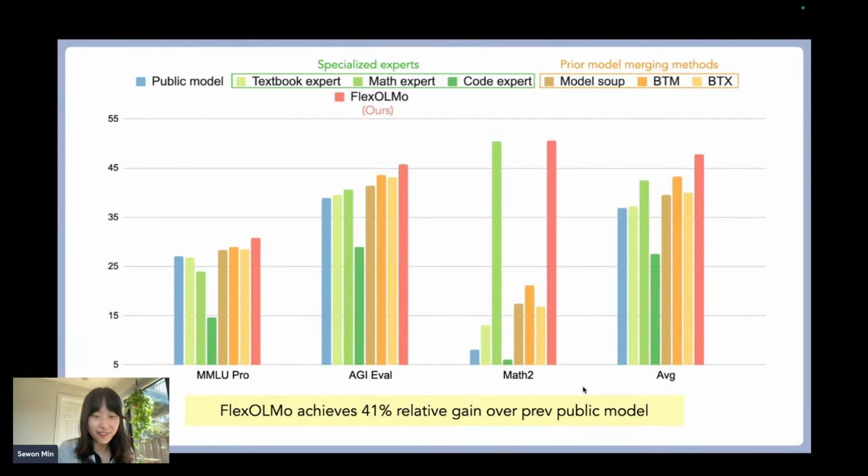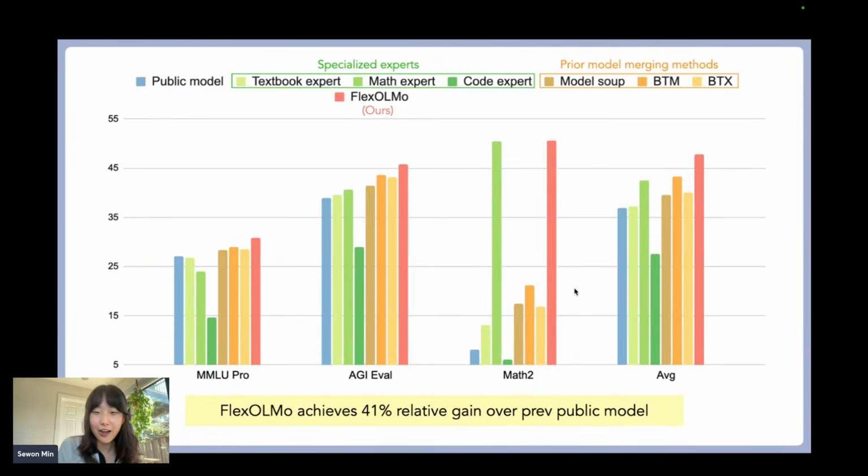Yeah, and then finally we have our model, which is called FlexOlmo, and we found this is better than all the prior model merging methods. It achieved 41% relative gain over the previous public model. In particular, for the general purpose data sets like MMLU Pro and AGI Eval, it is better than prior merging methods as well as specialized experts. And for specialized domains like math, it is getting very close to or outperforms the specialized experts like math experts. So when we average over all data sets, it is significantly better than all the other baselines.